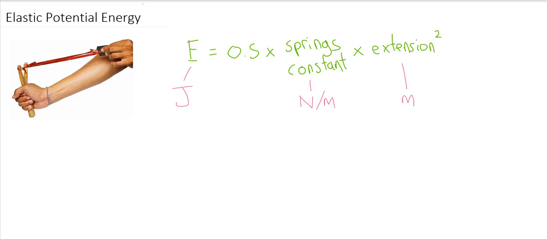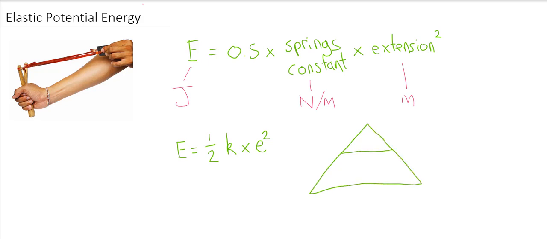Now we can represent this equation using the abbreviations, where energy is equal to half of the spring's constant times the extension squared. And that means that we can put this equation into a triangle, which makes it easier when coming to rearrange this equation later on. So energy would go at the top, half of our spring's constant would go in the bottom corner, and in the other corner we would put our extension squared.